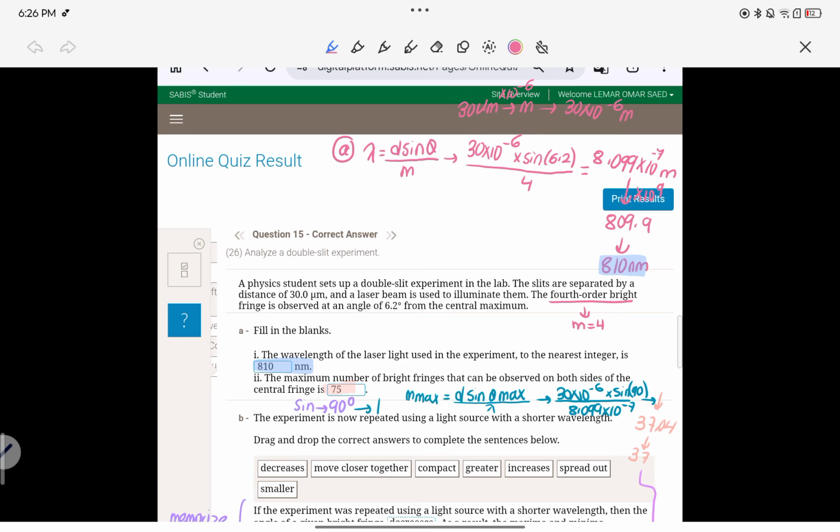They want it in nanometers. Okay, you multiply by 10 to the power of 9, you get 809.9. You get 810 nanometers.